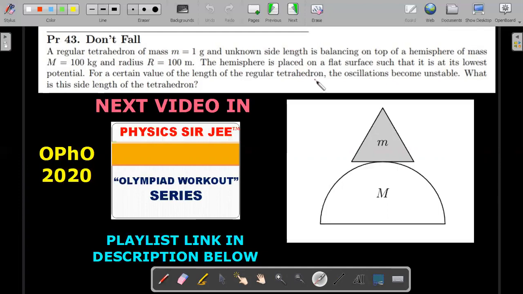It's a very important concept related not just to Olympiad, but also to your IIT JEE. It's based on oscillations.